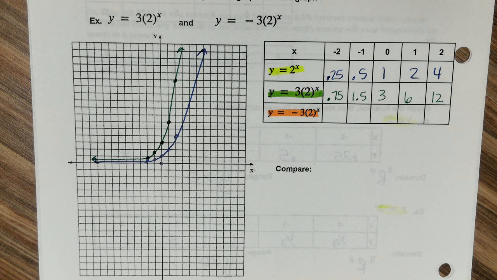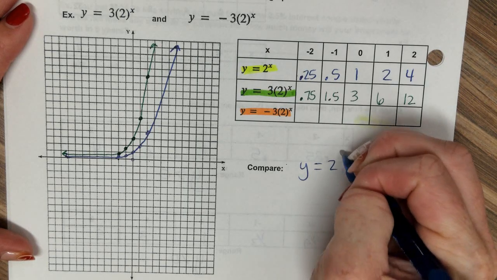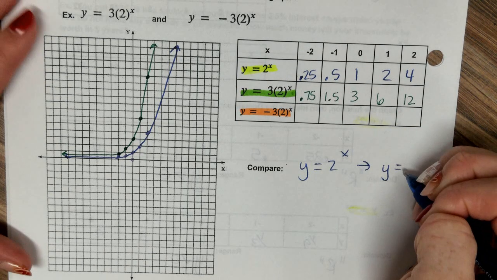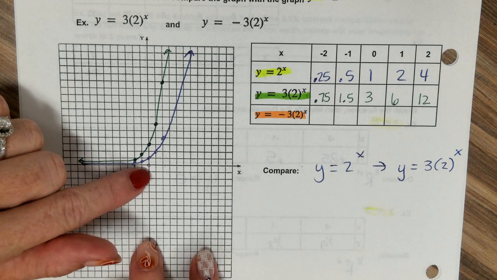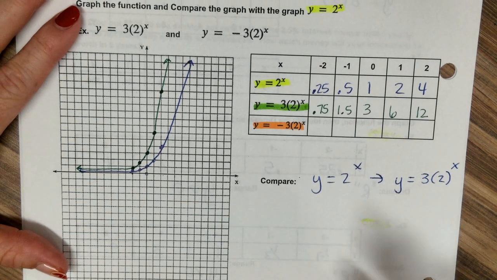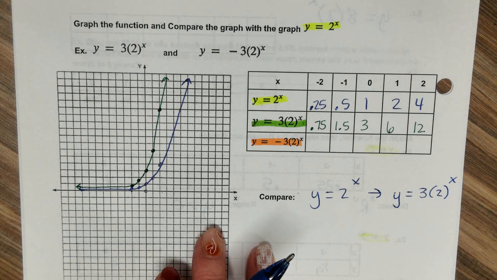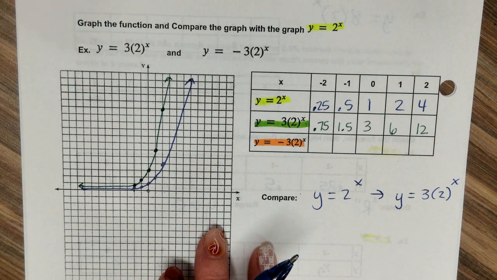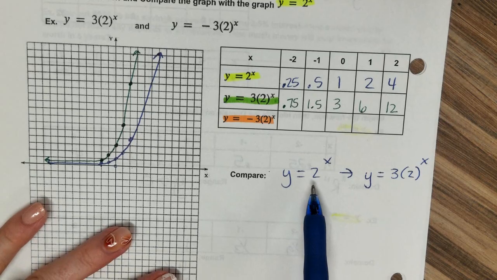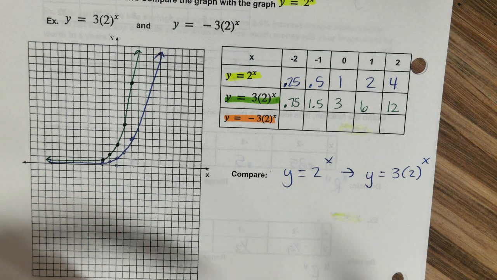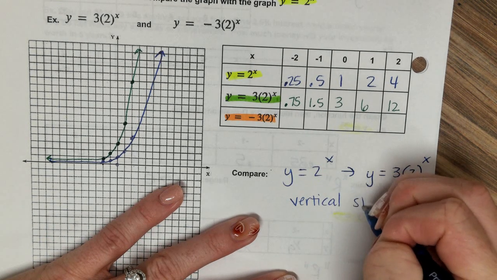Now we're going to compare them. When we took y equals 2 to the x power and we changed it to y equals 3 times 2 to the x power, what happened to it? Look at the graph. So mine went from the blue line to the green line. It basically looks like they took it and they stretched it vertically. Like, do y'all see, if I took my fingers and I pulled it vertically up, it is called a vertical stretch. So when you take an exponential function and you multiply it by a number greater than 1, it is going to cause it to stretch vertically. So we call it a vertical stretch.